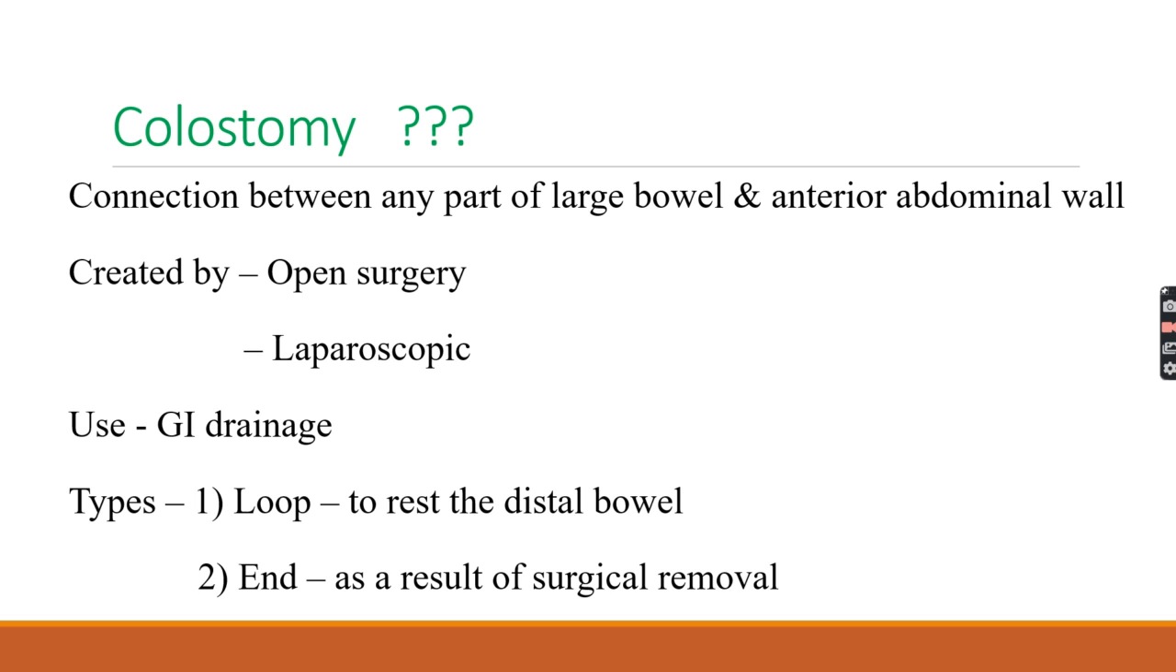Loop colostomy is done whenever we want to give rest to the distal bowel, which means the part of the GI tract that is situated distally to this opening. This is the stoma, right? And end colostomy is preferable whenever there is absence of the distal segment. We have already removed it surgically as a part of disease management. Okay.